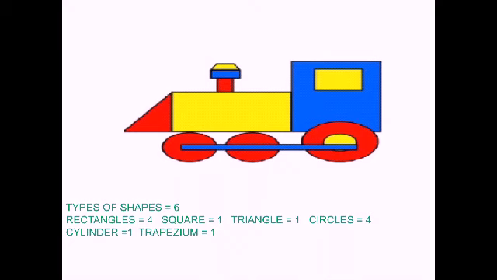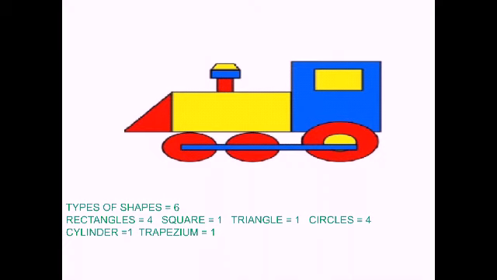Okay, in counting shapes, our first example. Look here, a small engine of a train is given. Let us first count how many types of shapes there are. There is a square, there are rectangles, there is a triangle, there are circles, there is a cylinder, and there is a trapezium. A trapezium has 4 sides, and it looks like the top portion of the whistle of the train. Look here, the yellow portion of the whistle. That shape is known as a trapezium.